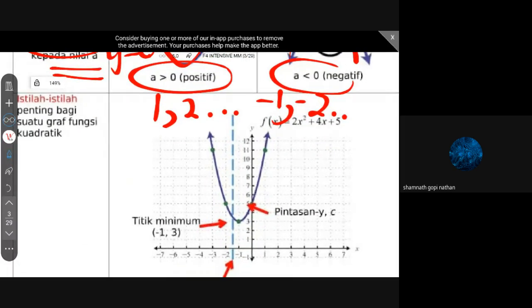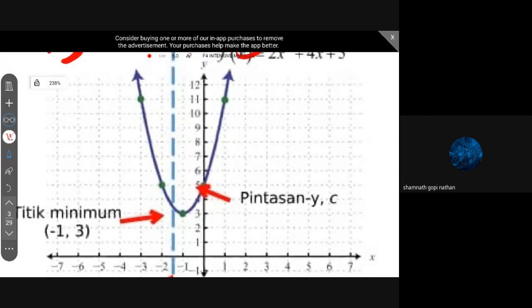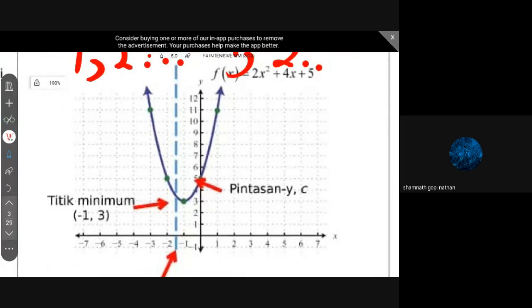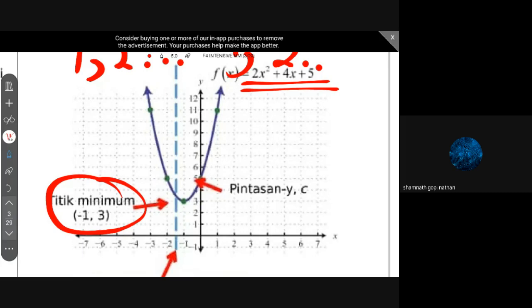So let's look at sketching. Okay, this is how you sketch a quadratic graph. Cara nak laka graph quadratic. So this is the function over here. So this point, minimum point. Okay guys, how do we find out this minimum point? Macam mana nak cari koordinat bagi titik minimum? How to identify coordinates of minimum point? Do you all know how to find out?